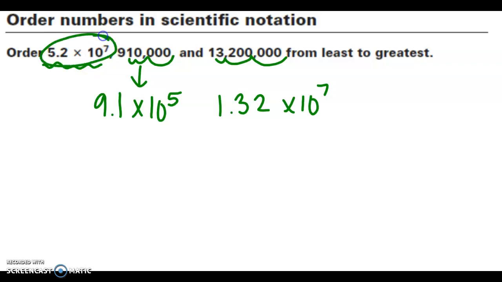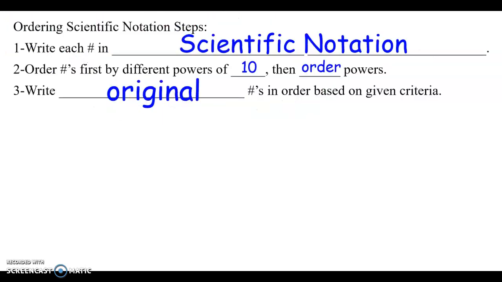Okay, so I've got 3 numbers I'm working with here. And what I wanted to do is order them by, remember if I go back to my rules, I want to order them first by different powers of 10 and then order the powers.